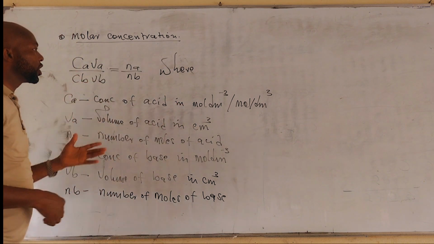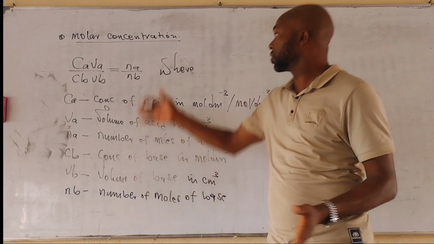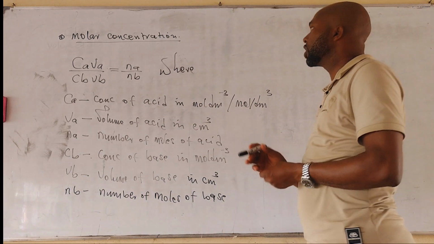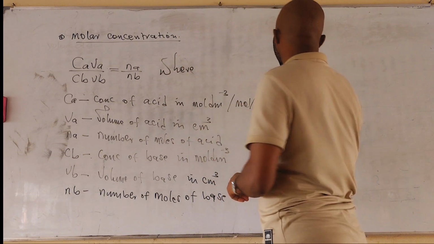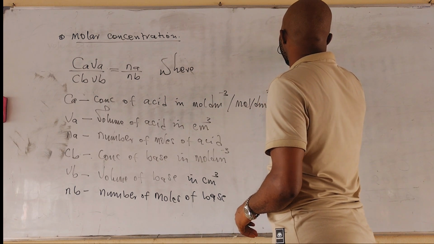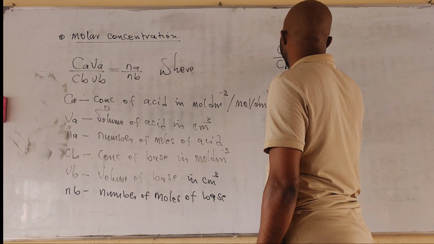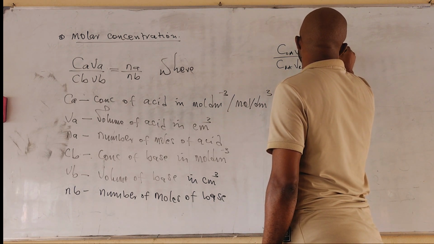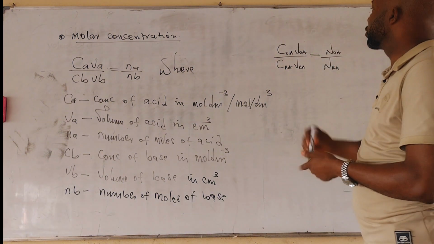So when we are dealing with normal calculations in acid-base titrations, we use this. But what if we are dealing with redox? In redox titration, instead of concentration of the acid, we'll look at the concentration of the oxidizing agent. So we'll call that COA, VOA over C reducing agent, RA, V RA is equals to number of moles of oxidizing agent over number of moles of reducing agent. So these two formulas can be used.